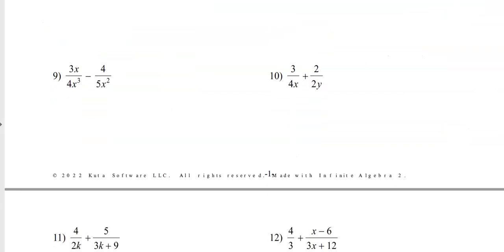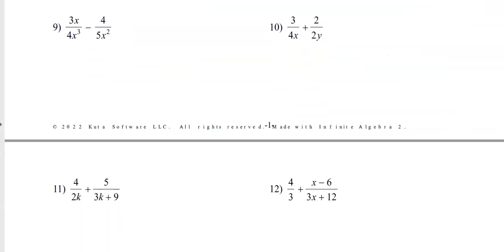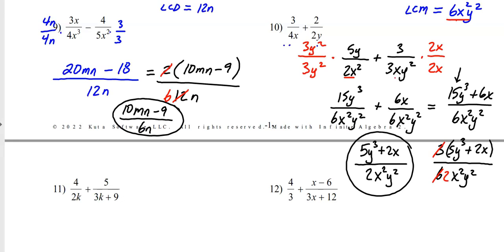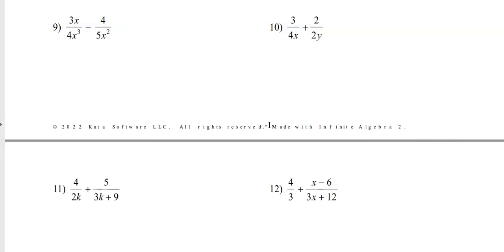All right, let's move on down to number 9. I know some of these I may not have left you a ton of room, so maybe doing some work on scratch paper might be easier for you. If so, just do it in your notebook. All right, so I look at these two, I look at the 4 and the 5. So an LCD, I think, is going to be 20x to the third, because that's the biggest power.